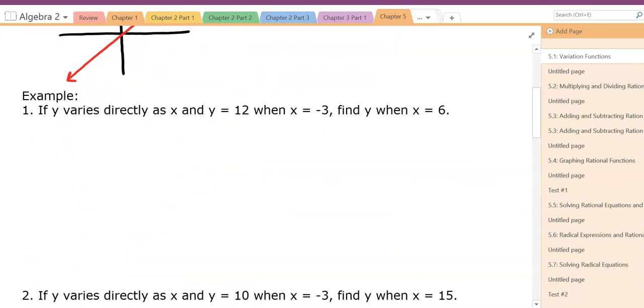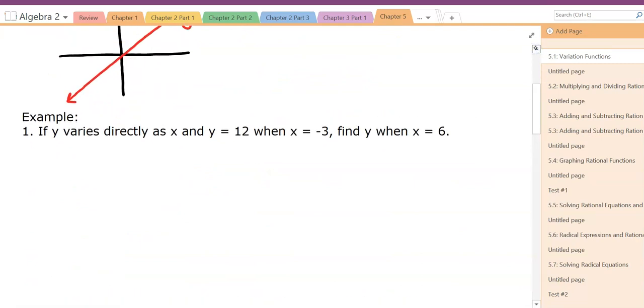For example, this first one says, if y varies directly as x and y equals 12 when x equals negative 3, find y when x equals 6. This is really broken into two pieces here. The first half talks about how to create your direct variation equation, while the second half wants you to use the equation that you found to then evaluate it for a new value. So y varies directly as x.